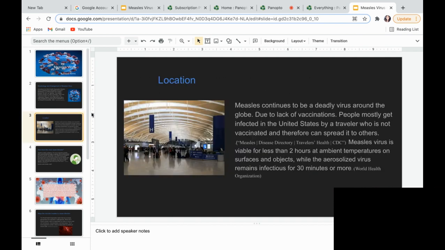The location. Measles continues to be a deadly virus around the globe. Due to the lack of vaccinations, people mostly get infected in the United States by a traveler who is not vaccinated, and therefore can spread it to others. Measles virus is viable for less than 2 hours at ambient temperatures on surfaces and objects, while the aerosolized virus remains infectious for 30 minutes or more.